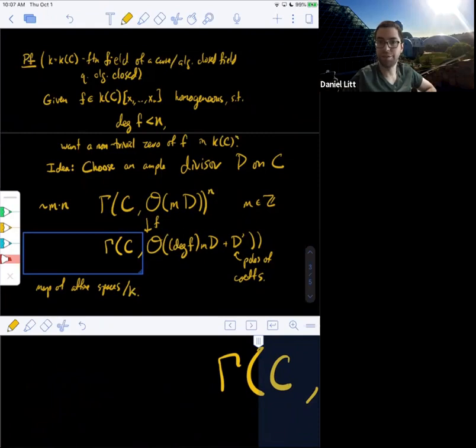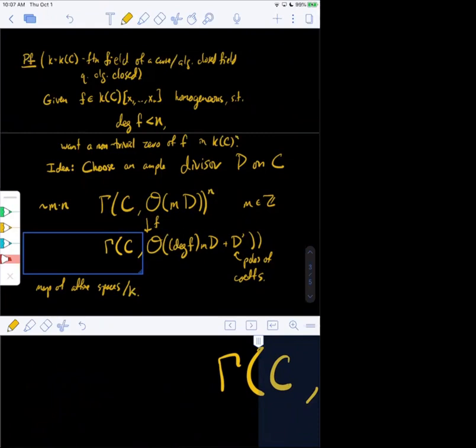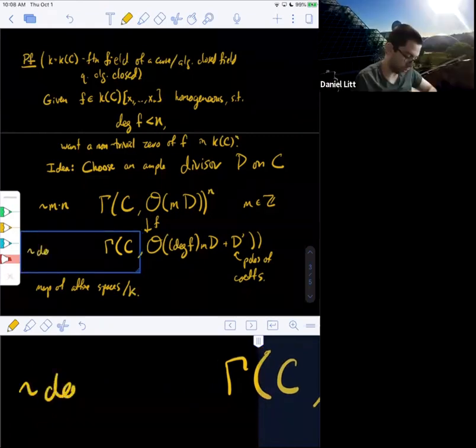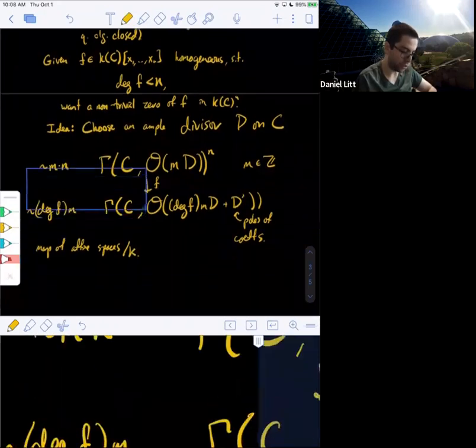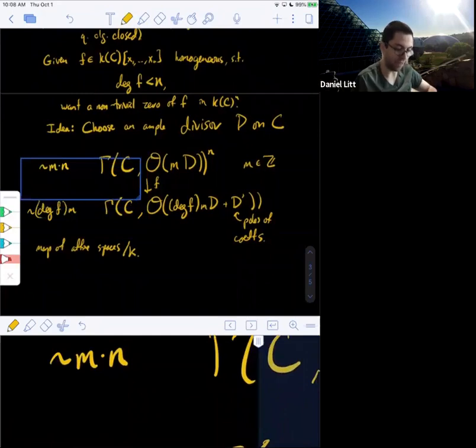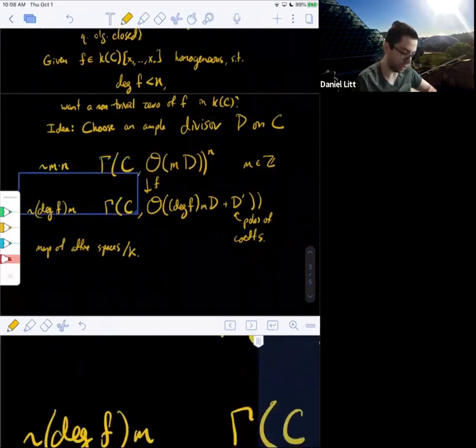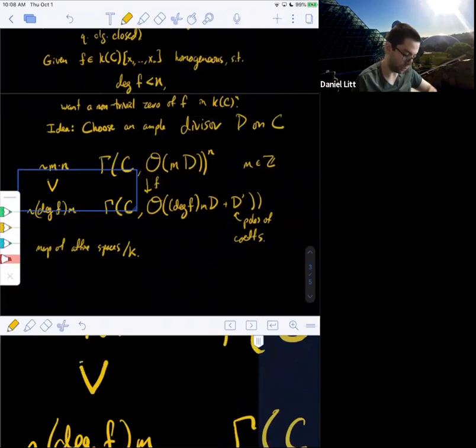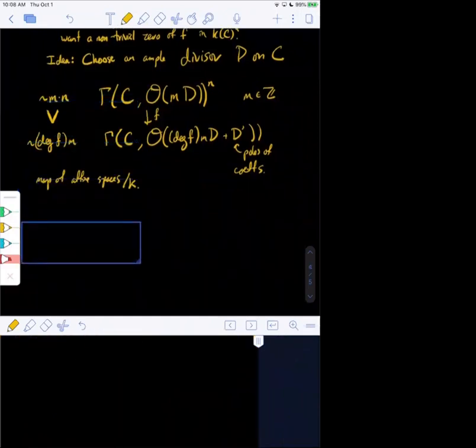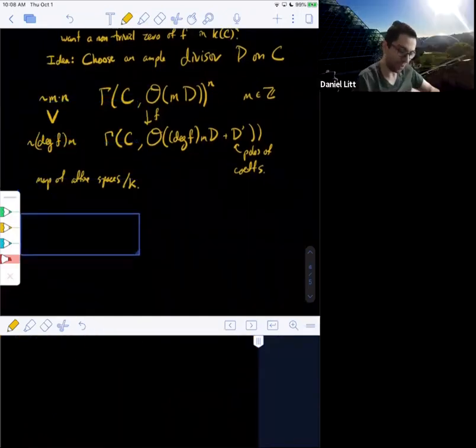So how does this grow? It's degree f times n. Yeah, so this grows, up to an additive constant, like degree of f times m. Okay, so m times n versus m times degree of f, and degree of f is less than n. So by assumption, the top number here is bigger than the bottom number. Do you guys agree with that? Great, thank you, Freddie.